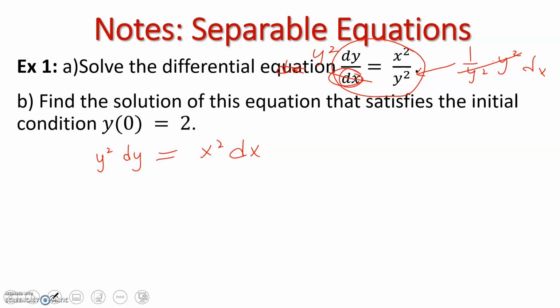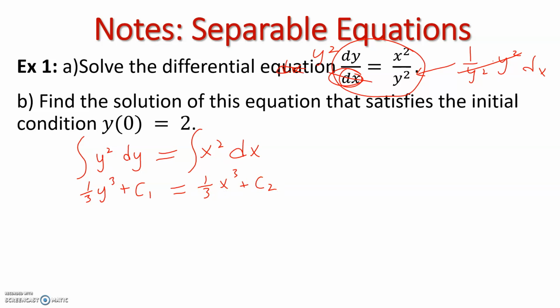Really this is just some algebraic manipulation in order to get our derivative in terms of y and in terms of x on opposite sides of the equation. We will then integrate both sides. For the left-hand side, we have the integral of y squared dy, and on the right-hand side, we have the integral of x squared dx, so with respect to x. On the left, we end up with 1/3 y cubed, that's our antiderivative, plus some constant. We're going to call it c sub 1, because there will be multiple constants in this problem. And then on the right-hand side, we have 1/3 x cubed plus some other constant. We'll call it c sub 2.